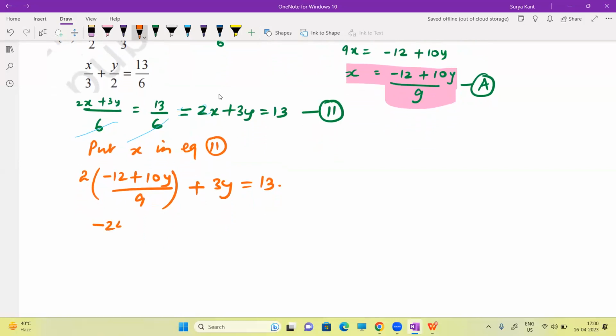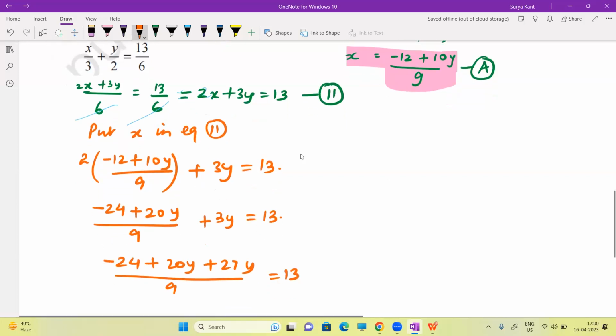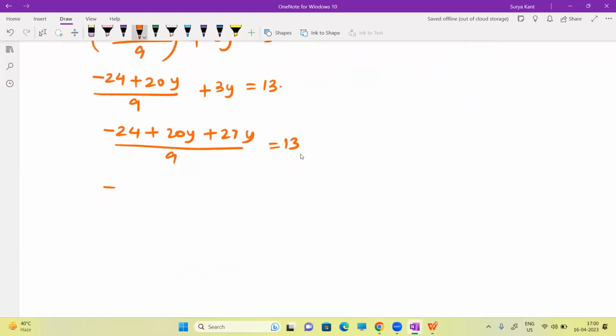So (-24 + 20y)/9 + 3y = 13. So (-24 + 20y + 27y)/9 = 13. Minus 24 plus 47y is equal to 13 times 9, which is 117. So 47y is equal to 117 plus 24.